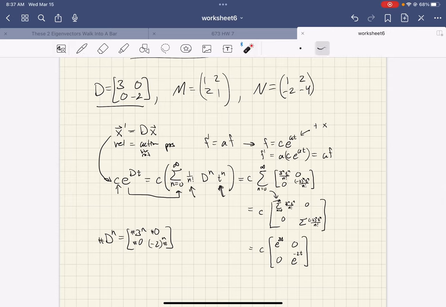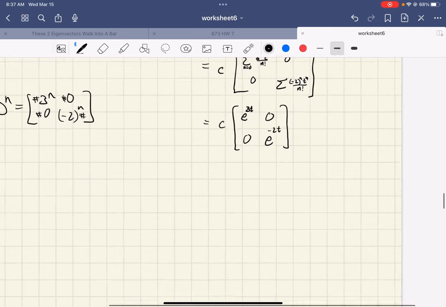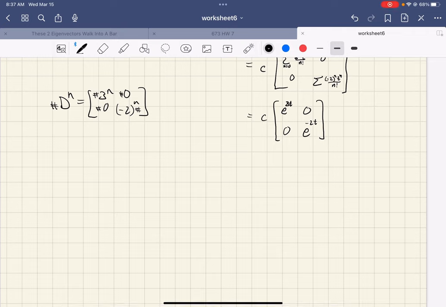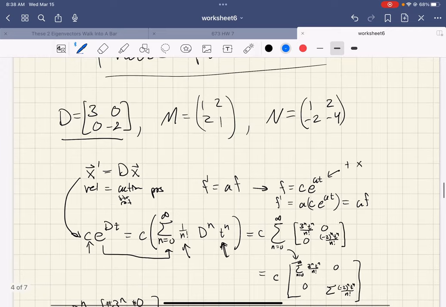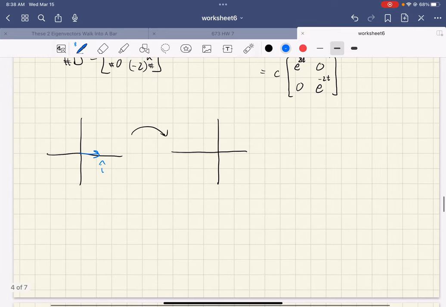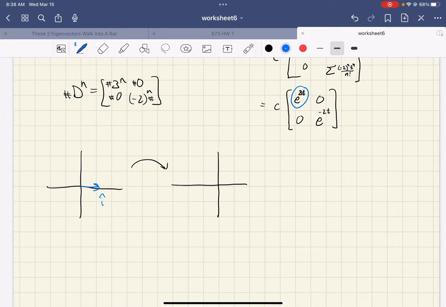Here it is. And we end with the diagonal matrix, but this diagonal matrix is a function of time. If we think about how it acts, we have input space over here and output space over here. If you are i-hat, then the original diagonal matrix would scale i-hat by a factor of 3. It would stretch it by a factor of 3. But now I stretch it by a factor of e to the 3t.